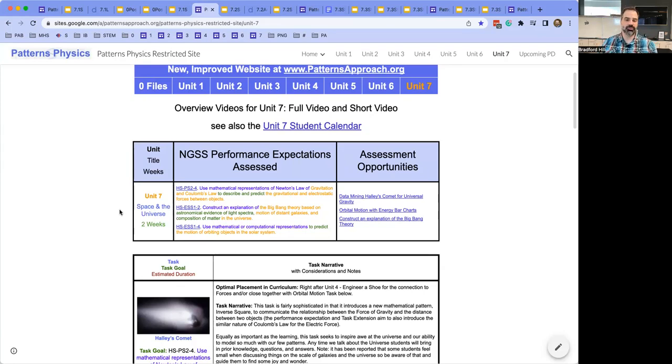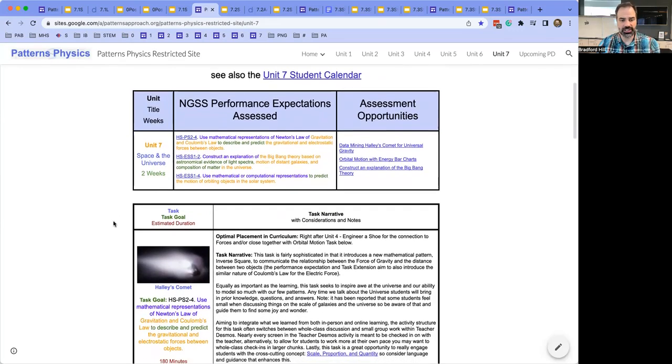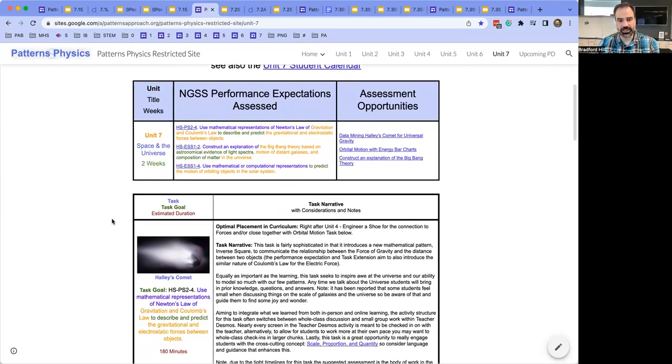So if you have 2 days before winter break that you don't have something for, and you don't want to start the next unit, try out Halley's Comet. We'll talk about the ideal placement for each of them as we take them on.